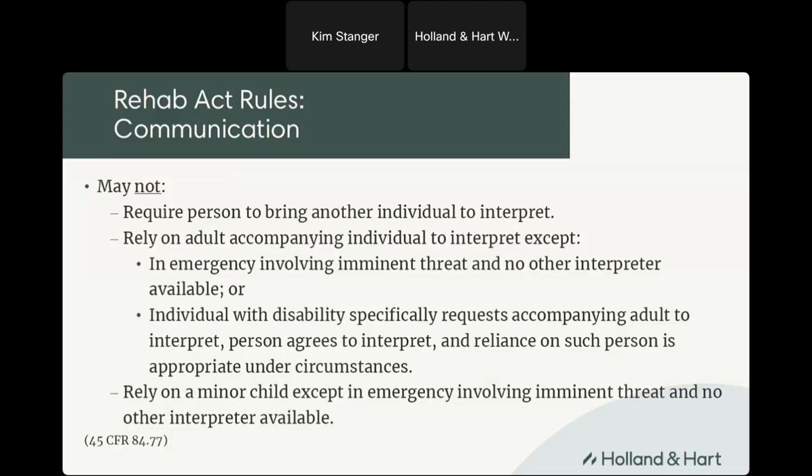If they do come in with somebody, with another adult accompanying the individual, then generally you cannot rely on that adult to interpret, except if it's an emergency involving imminent threat and no other interpreter is available, or the individual with the disability specifically requests the accompanying adult to interpret, the person agrees to interpret, and you conclude the reliance on such person to interpret is appropriate under the circumstances. Now, that's a pretty high standard.